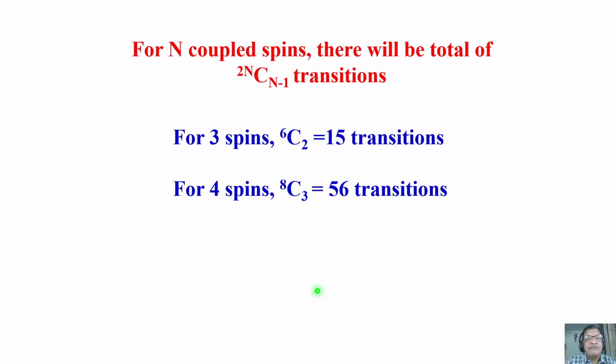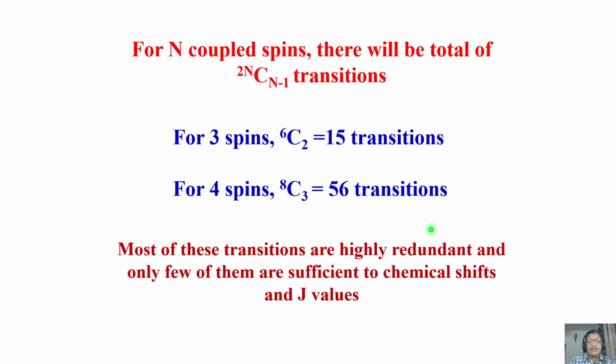If you go to a 3-spin system, I can show you that sometimes, or most of the time, the information content is highly redundant. You don't need all the transitions to analyze and get the required spectral information. Please remember, most of these transitions are highly redundant and only a few of them are sufficient to get chemical shifts and J couplings.